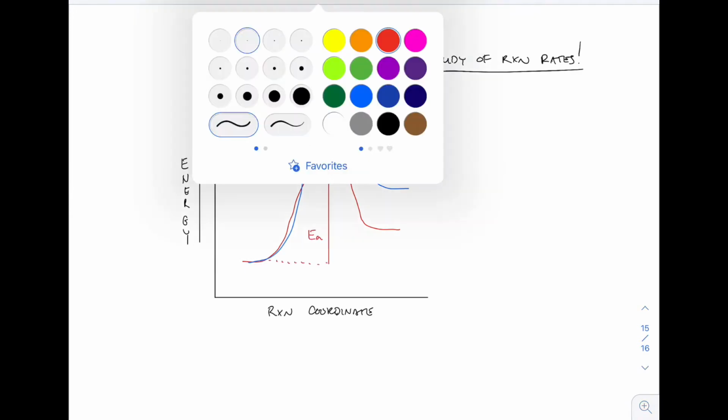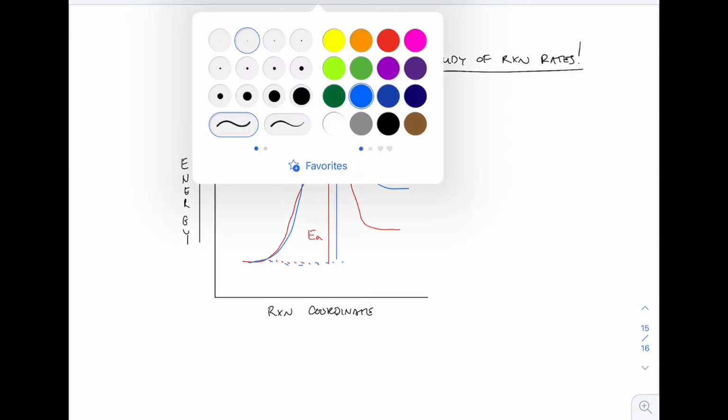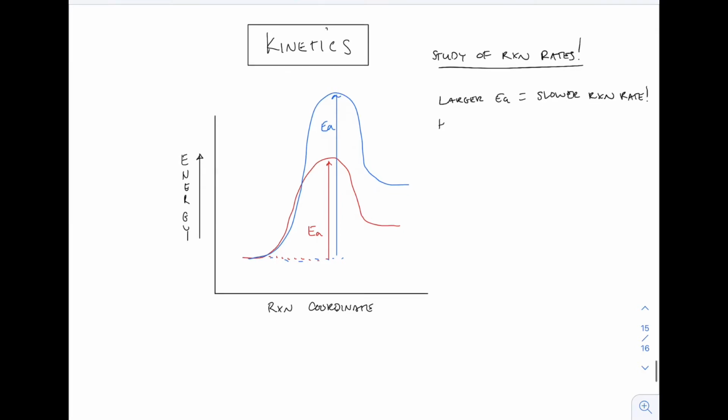So here's a general diagram for you, and we have two curves, red and blue. These are the two activation energies for each of these. And as we know, the activation energy has an effect on the rate. So the larger the Ea, the slower the reaction rate, right? So it takes a lot more energy and time to climb that hill. But another thing is the higher the concentration, the faster the rate.